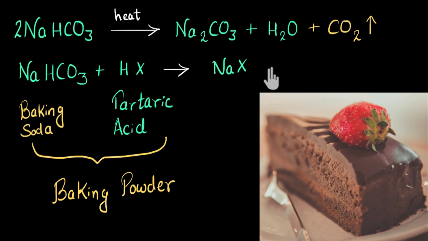We will get H2CO3. And we have seen that this is not very stable. It will quickly decompose, it will quickly break down into water and carbon dioxide. H2O and carbon dioxide. Carbon dioxide gas will be evolved here. So in this case also, we are getting carbon dioxide gas, which will make the cake very soft and fluffy. But in this case, we are getting NaX, which is a salt, and this will not spoil the taste of our cake. And that's why this is a good combination to use to bake cakes or cookies.